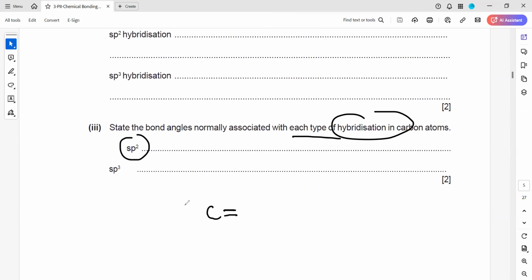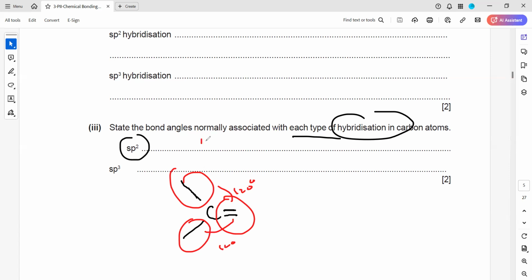If carbon forms a double bond, like one carbon will have a double bond, so the remaining two bonds are available. When I predict the geometry of this type of structure, I'll consider the double bond as one bond pair. So three bond pairs are there. Whenever three bond pairs are there, it will be a trigonal planar structure with a bond angle of 120 degrees.